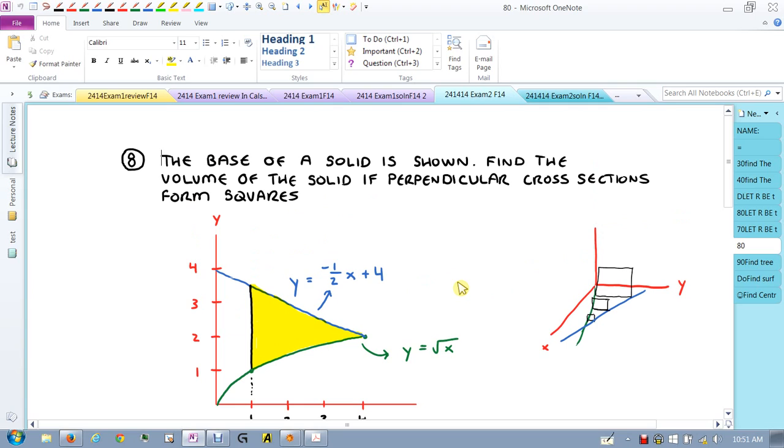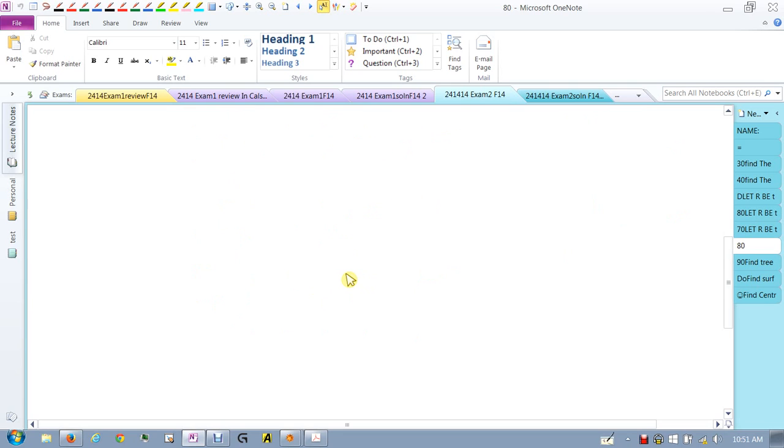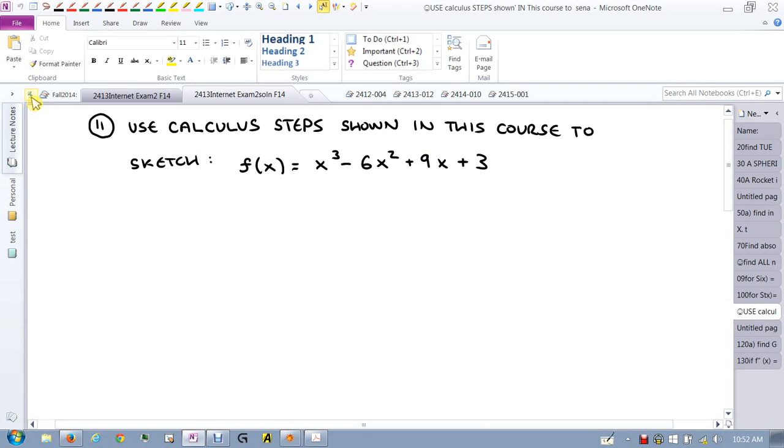And then there's a base of a solid. Find the volume of the solid if perpendicular cross sections form squares. So I gave this picture, and they had to come up with the volume of the solid. All right. Okay, so this is the old test. I would just go through that whole thing, and then I'll provide the answers at some other point. I emailed that to you through Canvas.